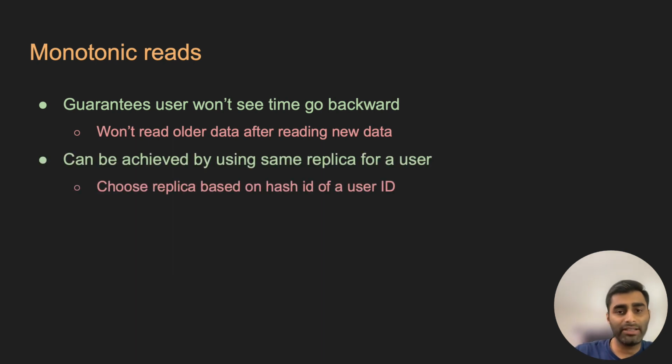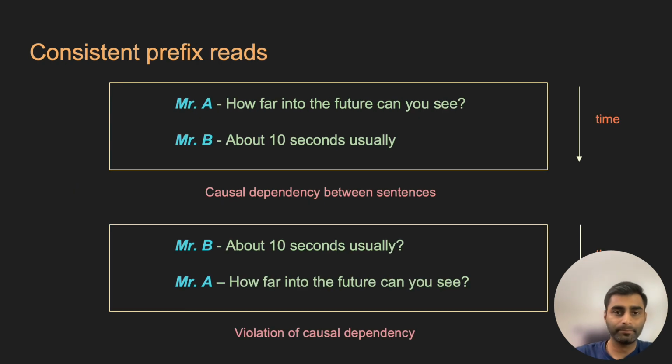One way to achieve monotonic reads is to make sure that each user always makes their reads from the same replica. Different users can read from different replicas. For example, the replica can be chosen based on the hash of a user ID rather than randomly. So for a particular user ID, the hash will always be the same. However, if that replica fails, then we'll have to reroute the user's queries to another replica. So this is how we can implement monotonic reads.